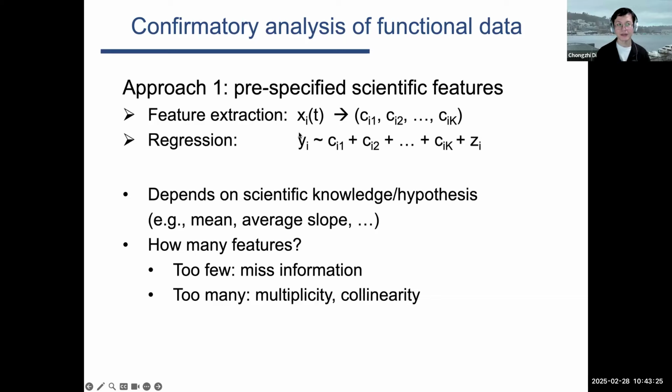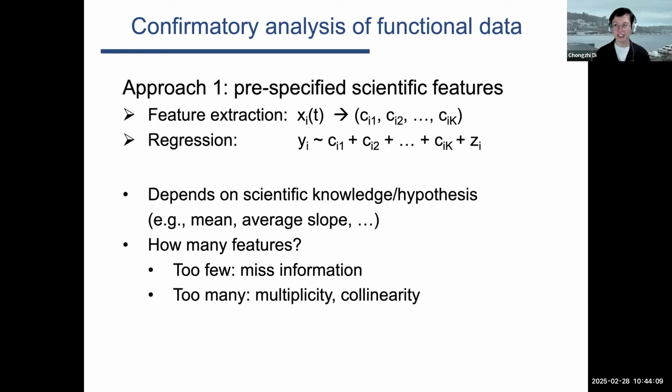In my notation, I would start from this x_i(t), which is your trajectory, and convert it into features c_i1 up to c_iK. These are the K features you decide to use. Because they are pre-specified, you have your own formula for how to extract those features, so you don't have to estimate them from the data. After you get the features, you can put them in the regression model. Maybe you can also control for some additional covariates Z_i.